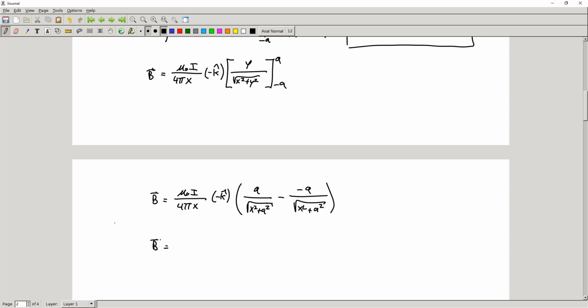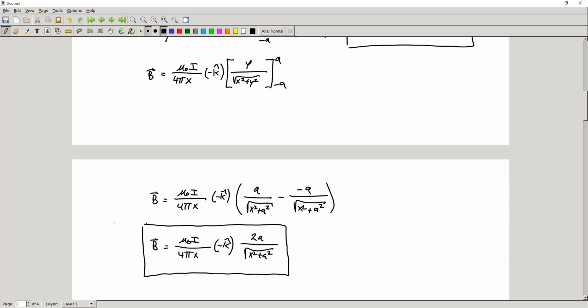Maybe I'll rewrite it all again. This is going to give us mu naught I over 4 pi x times minus k hat, and we're going to have a factor of 2a over square root x squared plus a squared over here. Okay, so this is good. This is sort of what we're looking for here. But let's clean this up a little bit, because what we're really interested in is the magnetic field outside of a very long wire. So this is our result. Maybe I should put a box around this. This is our result for a wire that extends from negative a to a.